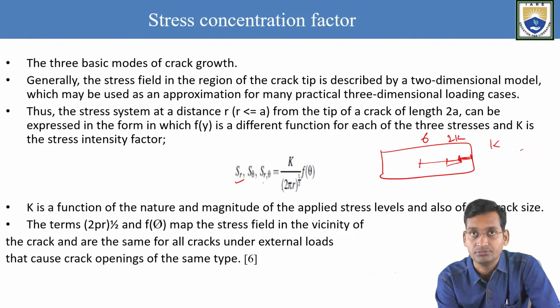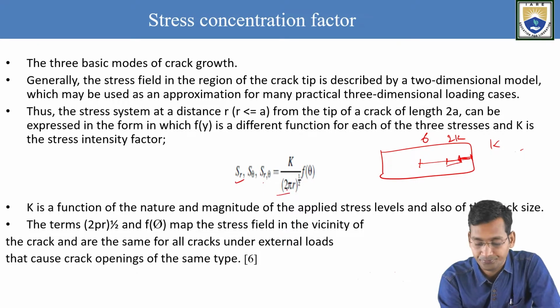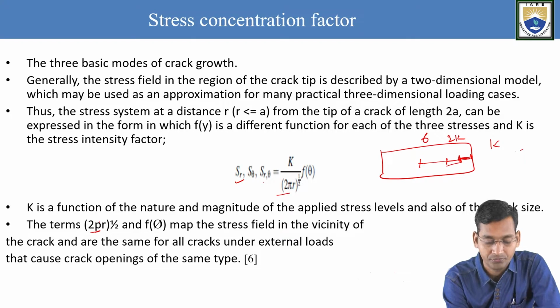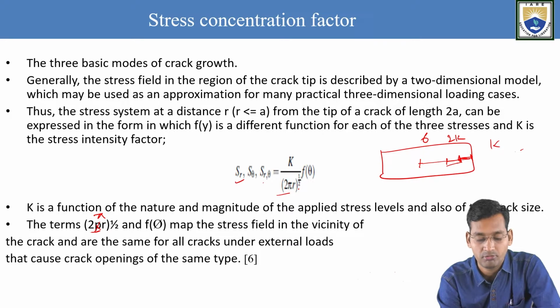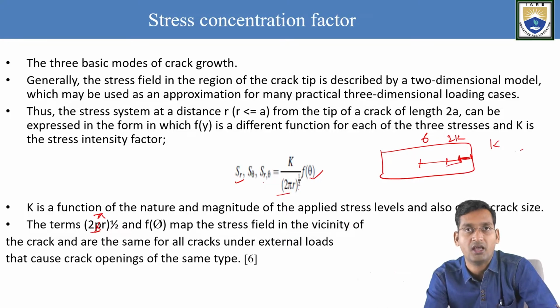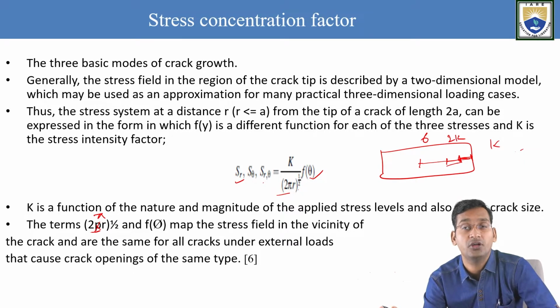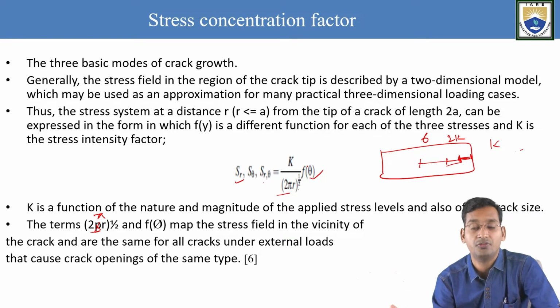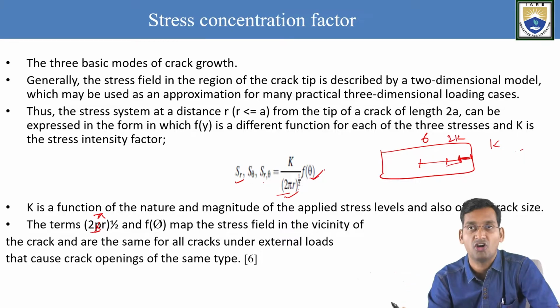Right? Now this term 2 pi r, actually this is pi, not p. This is 2 pi r power 1 by 2, and f(theta) maps the stress field. We have already discussed this. This is the stress field, the curve of this, in the vicinity of the crack, and they are the same for all cracks under external load. Because of the external load, these two values will be the same for everyone, causing crack opening the same way. So if the crack starts for the same reason, these two will be constant. Only the intensity factor will be different.